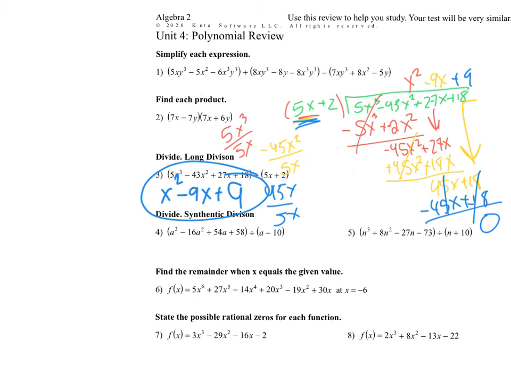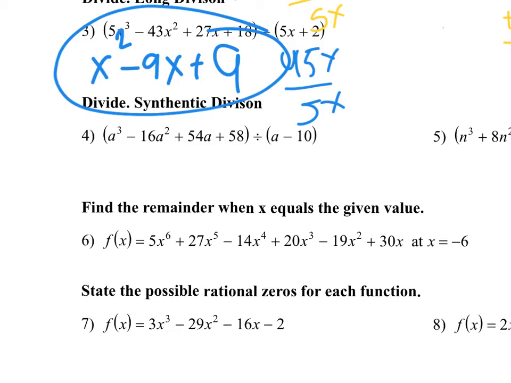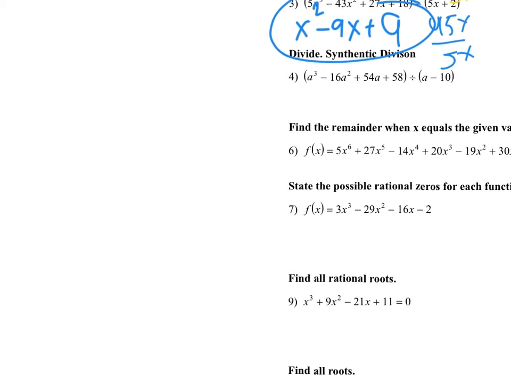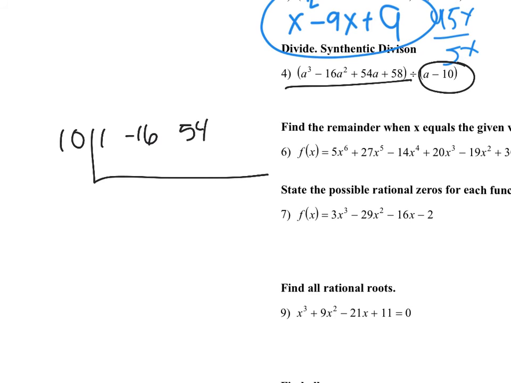There we go. Okay, last question is going to be the synthetic division. We'll just work out over here. I'm going to take my negative 10 and change the sign, so it's just 10. And I take my coefficients: 1, negative 16, 45, 58. Bring down the 1, you multiply and get 10. Negative 6, you multiply, you get negative 60. You get negative 6. And then you get negative 60 again. And then you get negative 2.